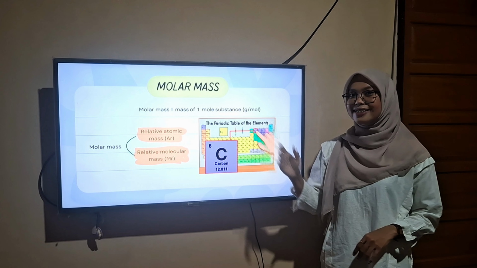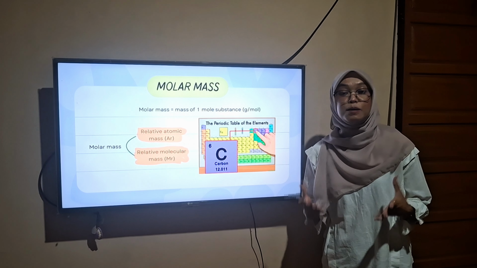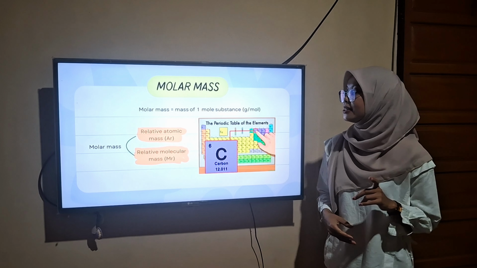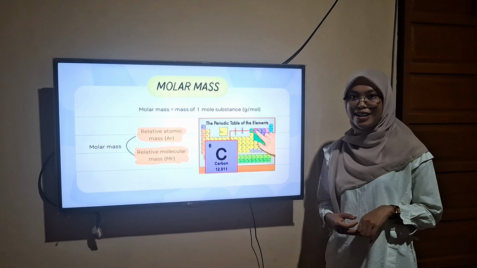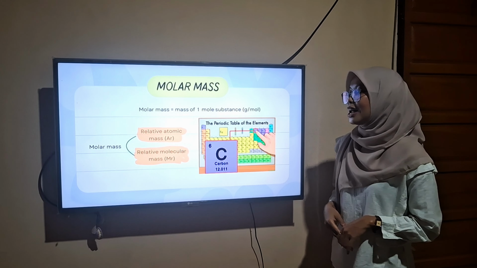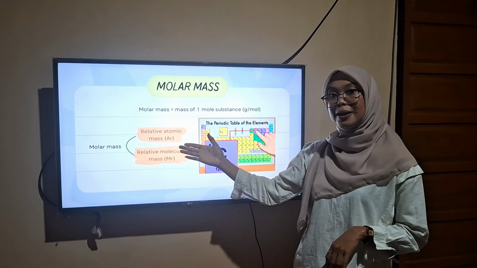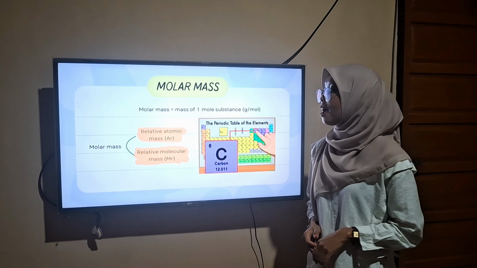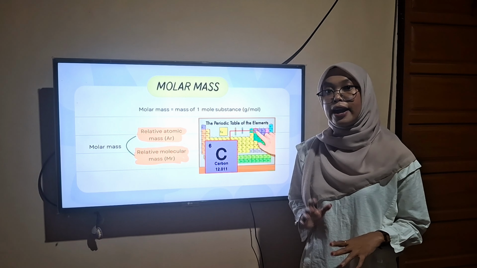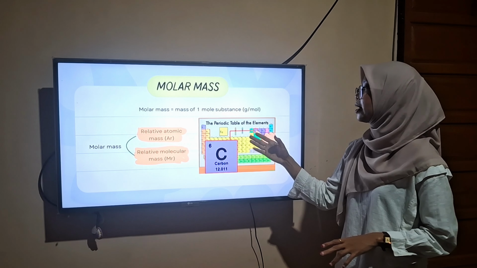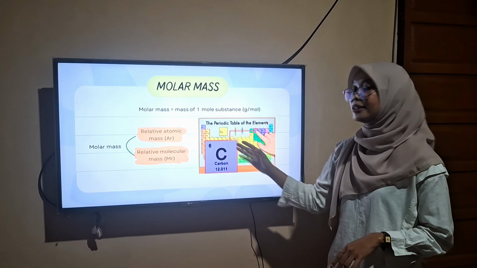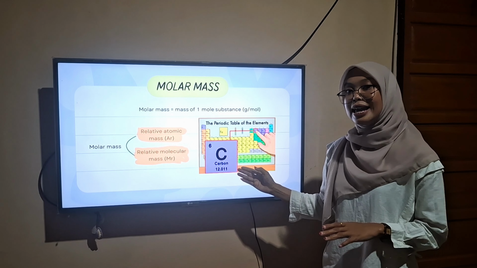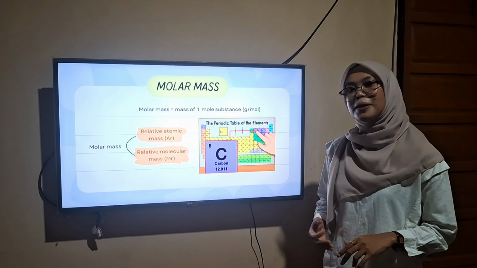Next, the molar mass. If 1 mole tells us the number of particles, now the molar mass will tell us the mass of 1 mole of substance, and the unit is gram per mole. The molar mass can be relative atomic mass or Ar, and relative molecular mass or Mr. The relative atomic mass or Ar can be identified from the periodic table of the elements. For example, the atom carbon. 6 here is the atomic number and 12 is the relative atomic mass.